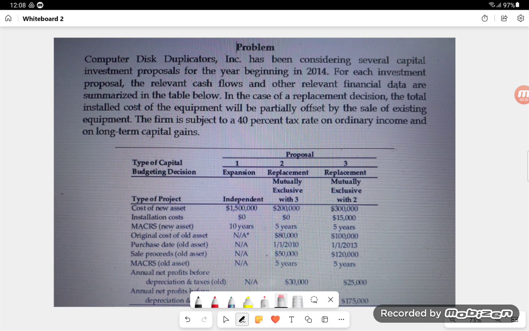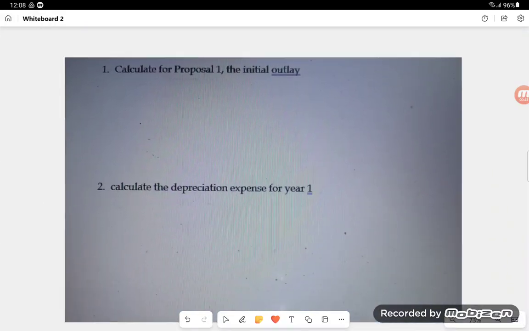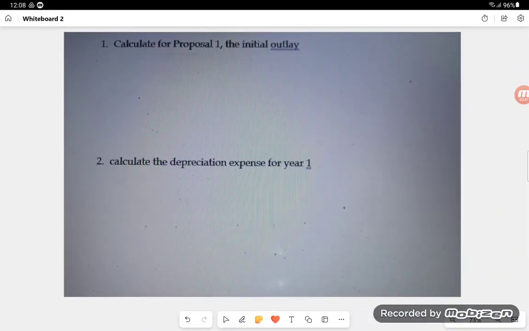In case of the first proposal, the cost of new asset is 1,500,000, installation cost is 0, and the annual net profit before depreciation and tax is 250,000. So let's start with requirement number one. Number one, calculate for proposal one the initial outlay.